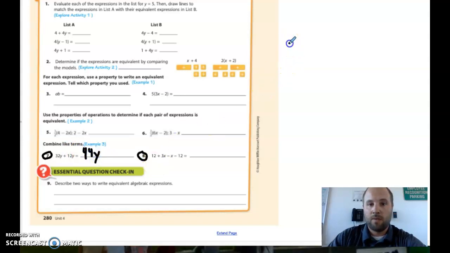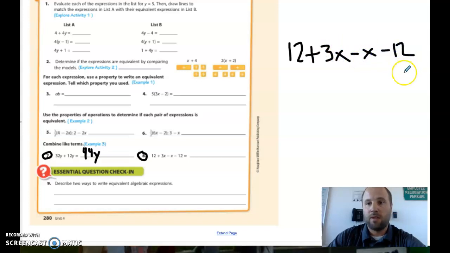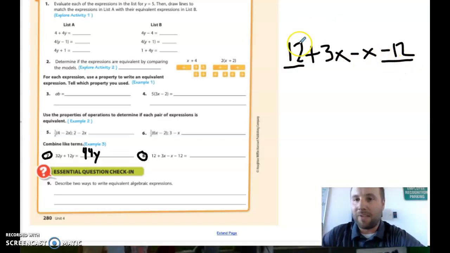Okay. One more. We got 12 plus 3x minus x minus 12. Well, I've got some constants. This is good. I've got a constant here, and I've got a constant here. Ooh, this is a good one. I like this one. So I've got 12 minus another 12, guess what I get? Nothing. I'm left with 0.